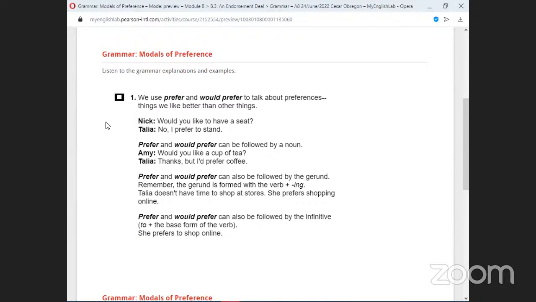We use prefer and would prefer to talk about preferences, things we like better than other things. Would you like to have a seat? No, I prefer to stand. Prefer and would prefer can be followed by a noun. Would you like a cup of tea? Thanks, but I prefer coffee. They can also be followed by the gerund. Remember, the gerund is formed with the verb plus ing. Talia doesn't have time to shop at stores. She prefers shopping online.